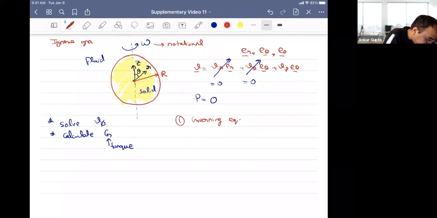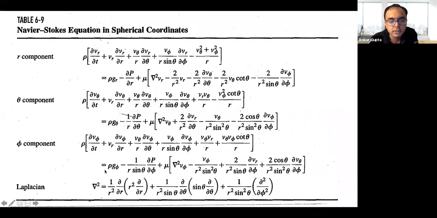I should have clarified that. So we are ignoring gravity. So let's go to the phi dimension. So we'll remove this term g phi, p is 0, so we remove this term. And then we can also remove the VR.